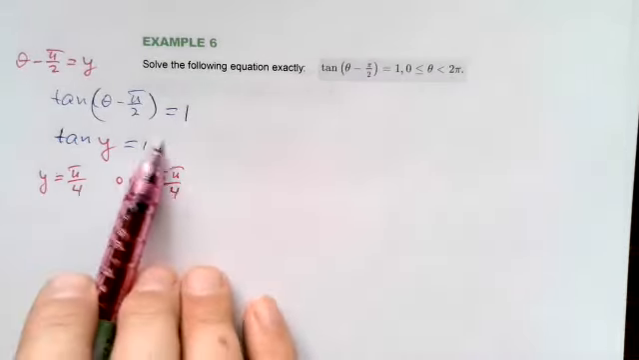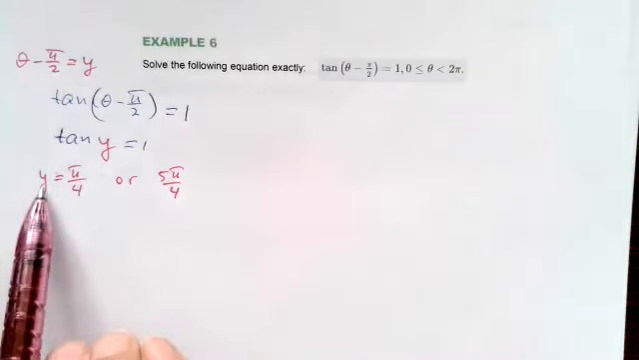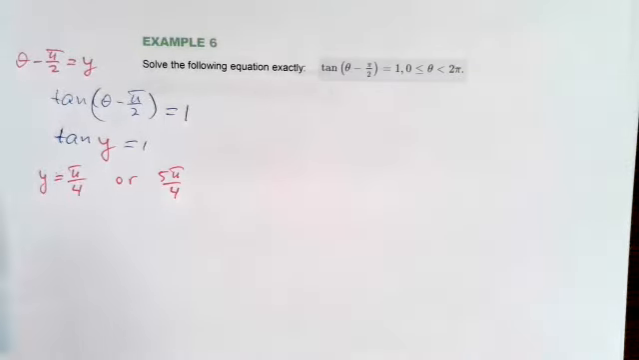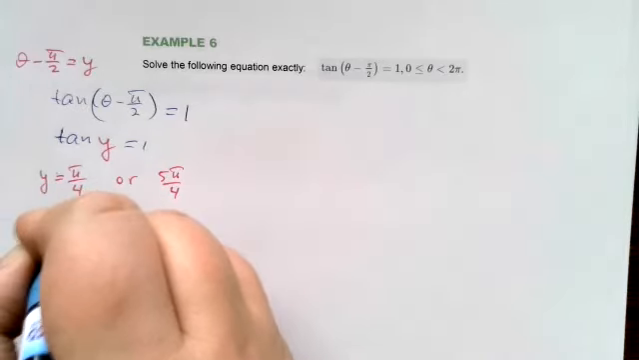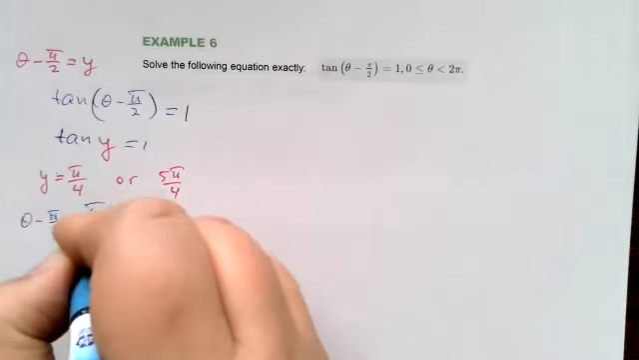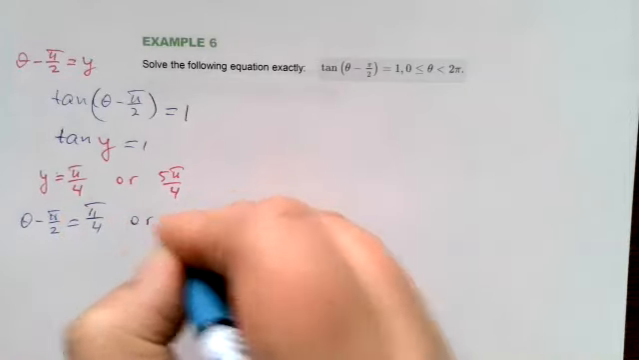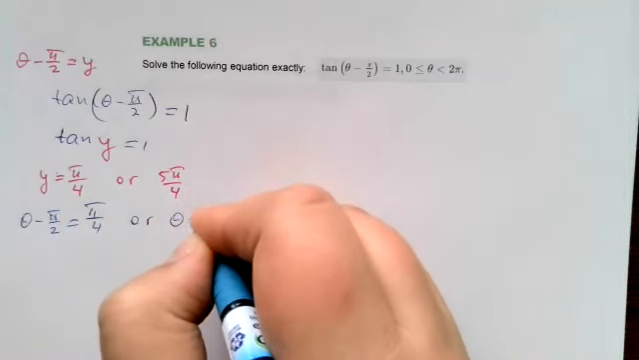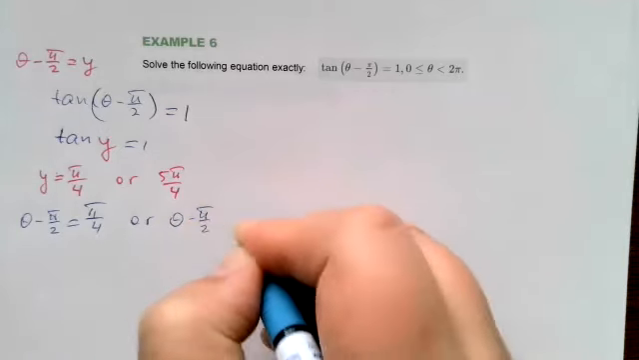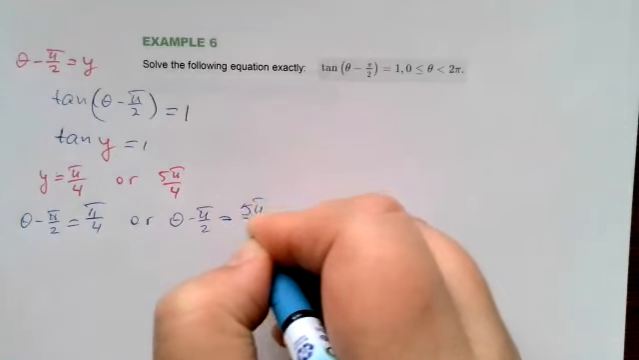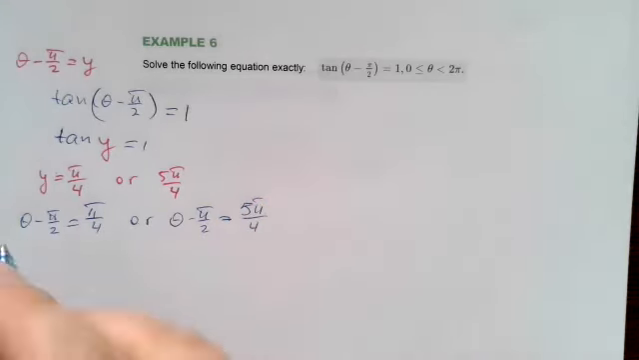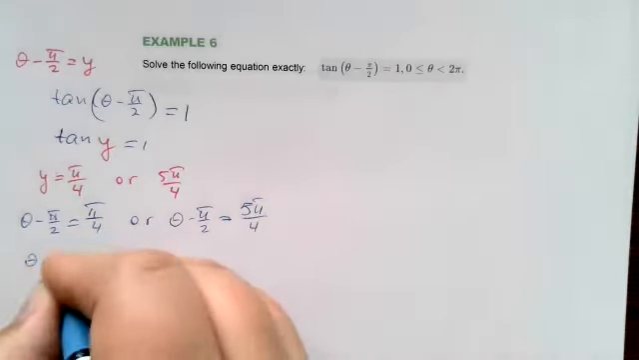But now let's recall that y is actually theta minus pi over 2. So now we're going to replace our y's. We're going to put in our theta minus pi over 2, and we're going to solve for theta. Okay, so add pi over 2 on both sides.